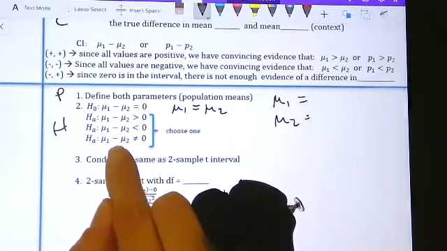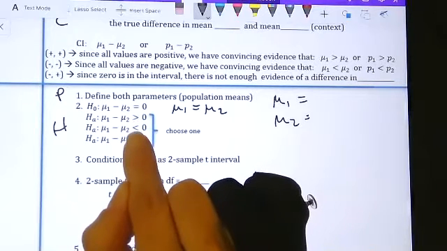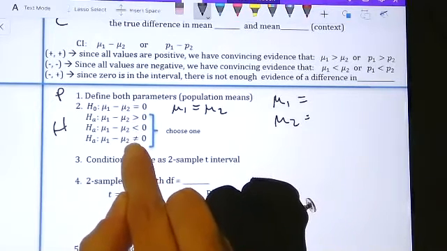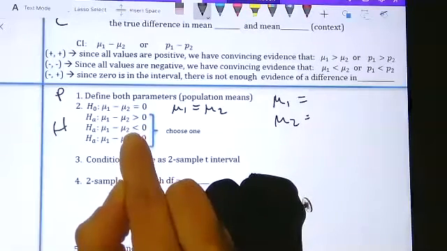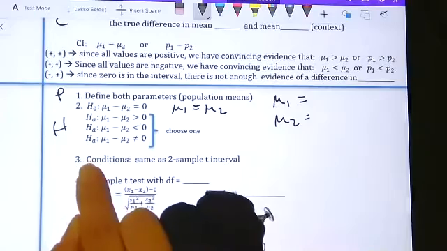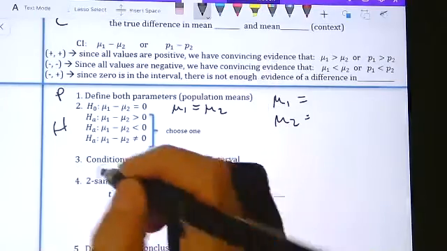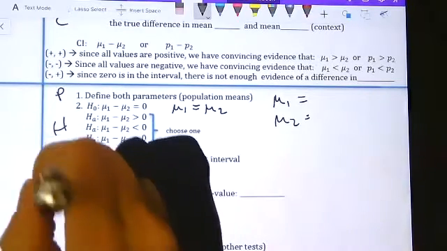And then your alternative, choose one. Based on the problem, are we doing a greater than test, a less than test, or just a straight out not equals to test? Are we testing for a positive difference, a negative difference, or just a difference? Okay, conditions, same as the two sample t interval, which makes things easy. So next you check your assumptions and conditions.